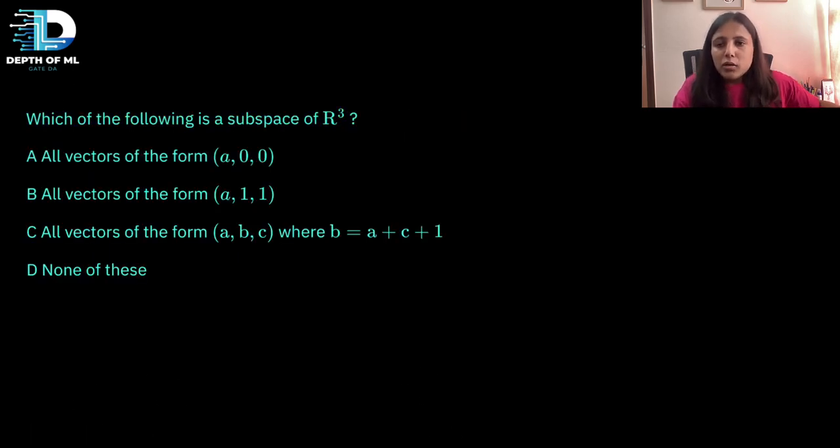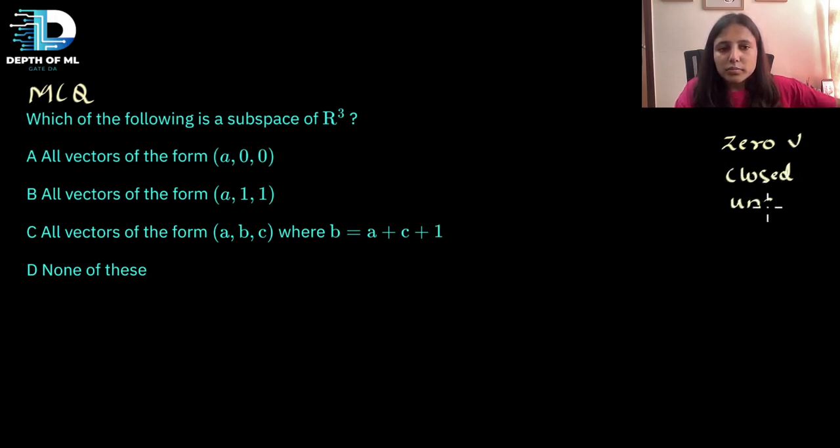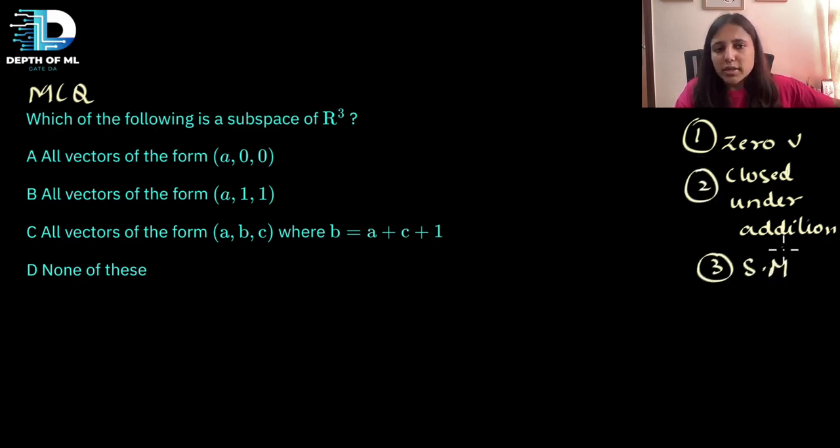Fine. Okay, now let's do this question. Which of the following is a subspace of R3? So we have to find which of the following is a subspace of R3. This is an MCQ question. One of them is actually a subspace of R3. To check for a subspace of R3, again we'll check whether there is a zero vector, closed under addition, and the third thing, closed under scalar multiplication. I'm not writing it down, you should understand it now.